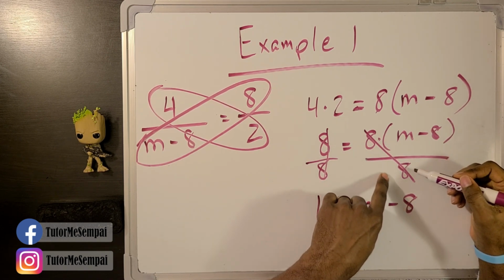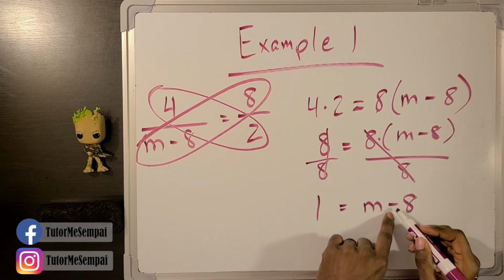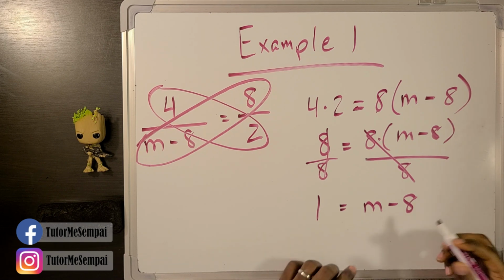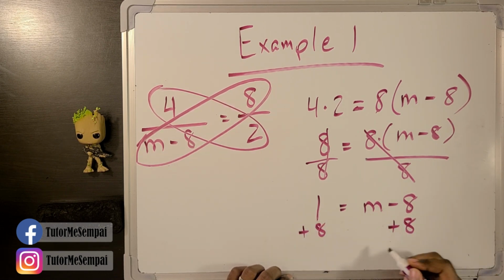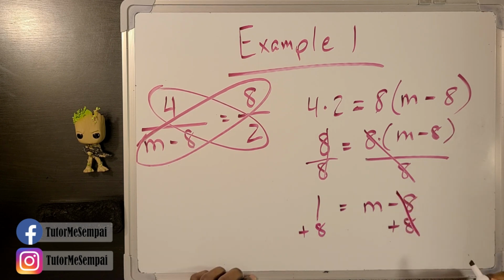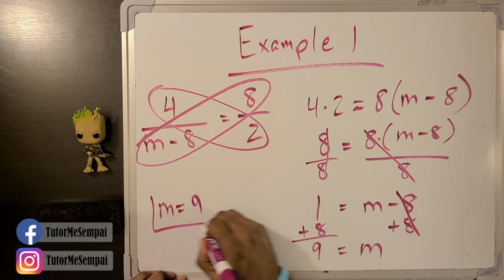We did the opposite here. In order to get rid of multiplication, we divided. We're going to do the opposite here. In order to get rid of this subtraction, we have to add. So we're going to add 8 to both sides. Now, what do we get? Well, that cancels out, and this gives us 9. 9 equals m, or you can say m equals 9.